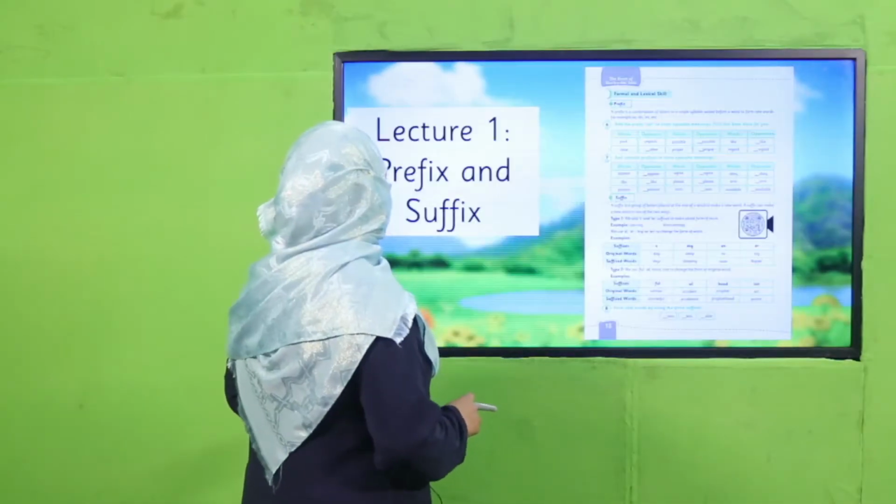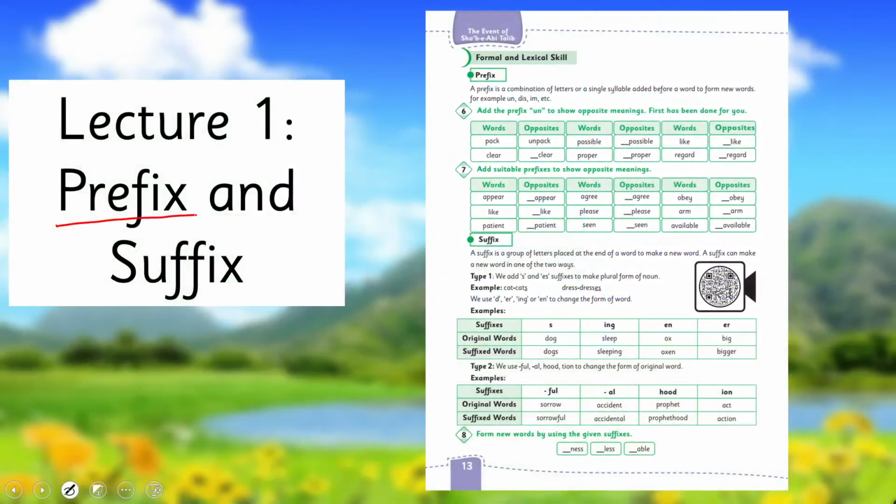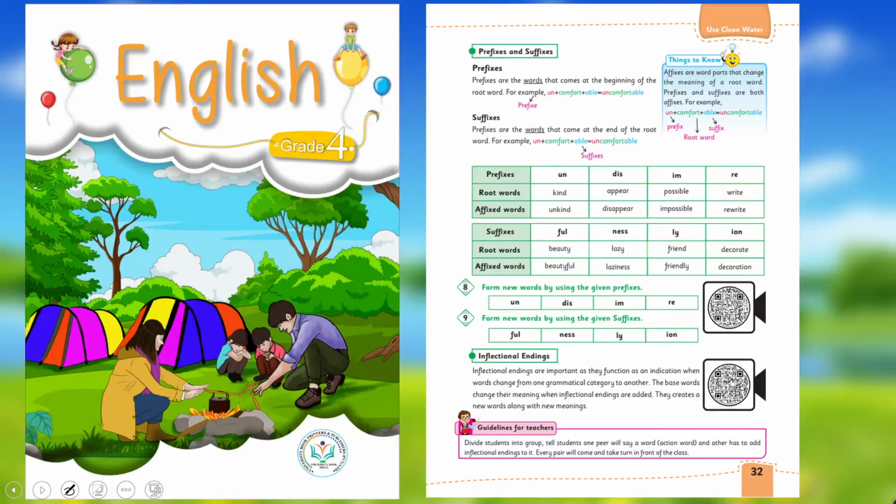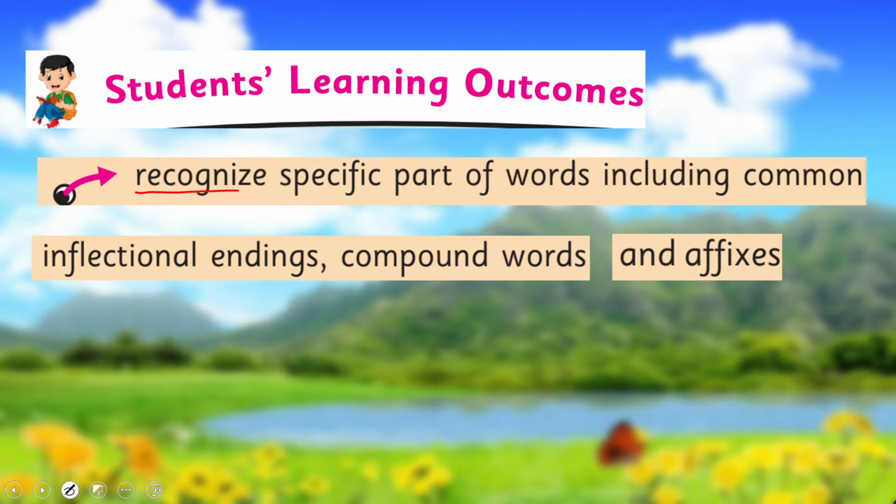And my dear children, today we are going to learn about prefix and suffix. Before this, in English for grade 4, I have already taught you about prefixes and suffixes. I hope you remember. If not, you may watch this video lecture again. We will learn further and recognize specific parts of words, including common inflectional endings and compound words, some other day. Affixes are our focus for today's lecture. This is our today's SLO.